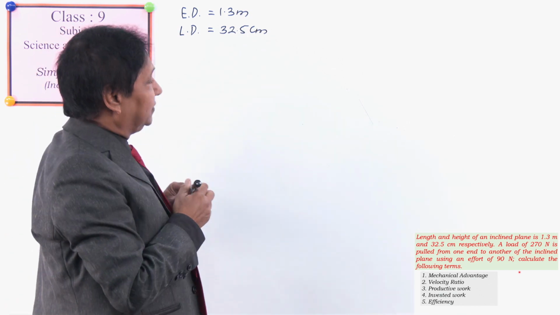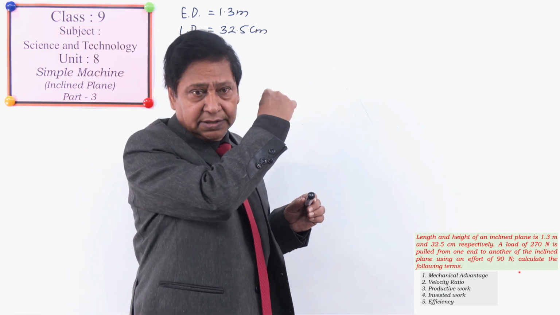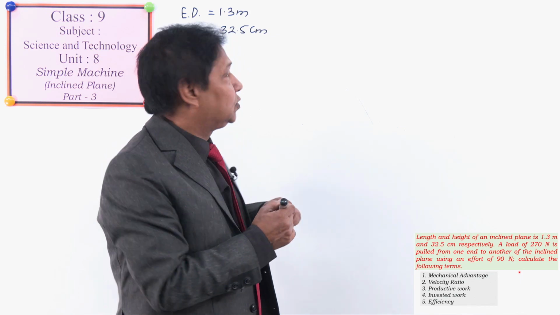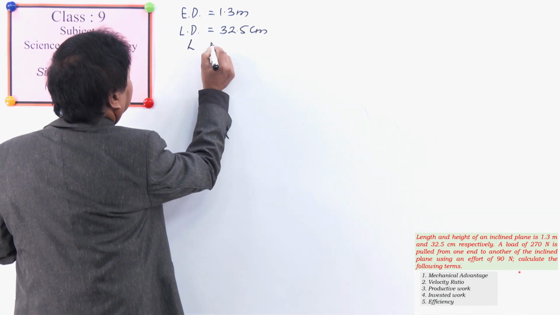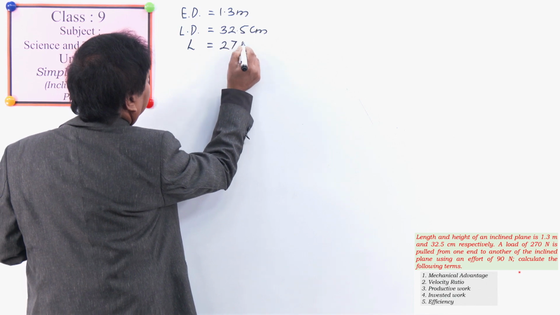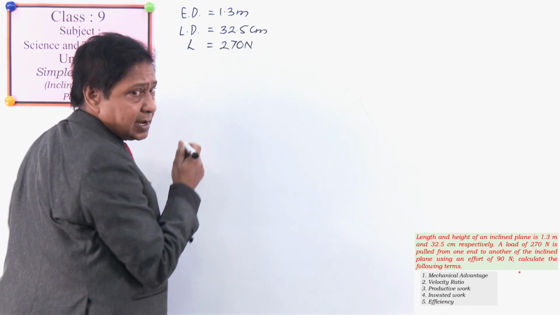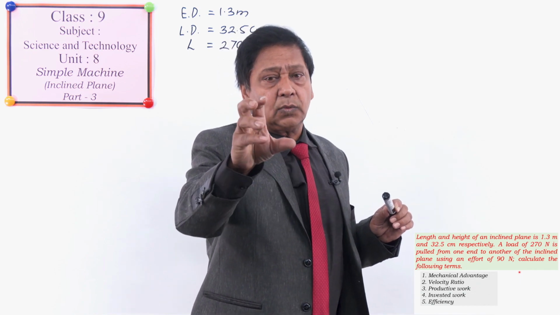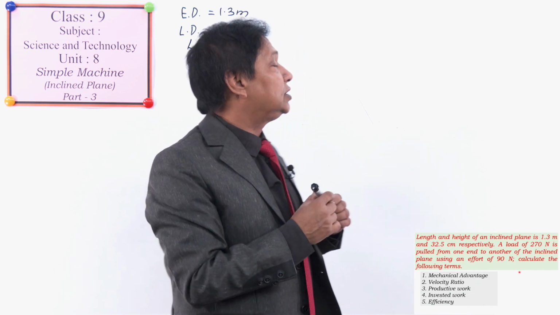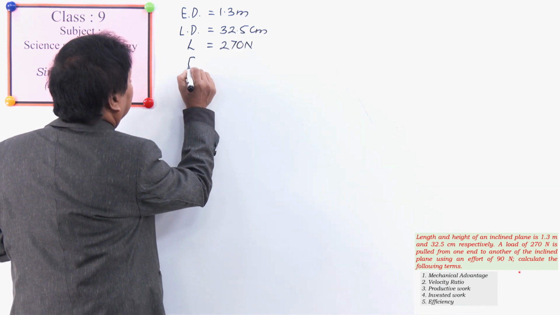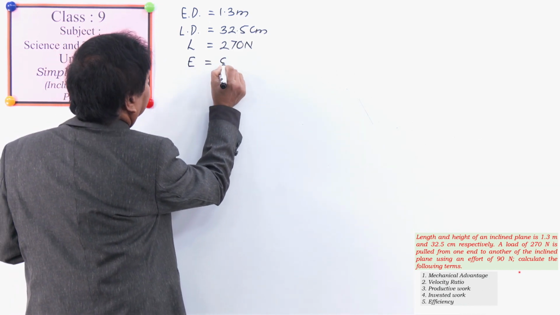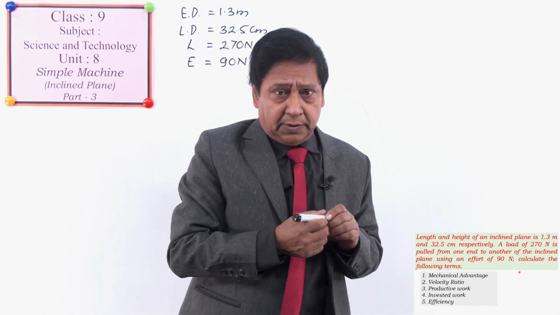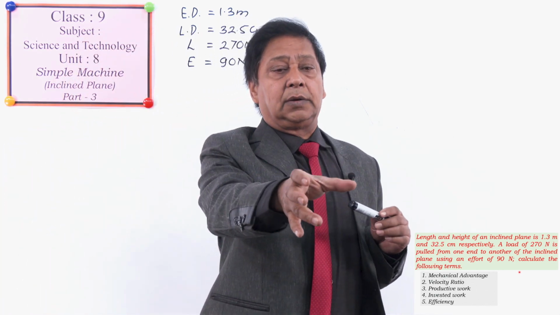It is given in a different unit. Now first I want to write this. A load of 270 Newton. Load is 270 Newton. And what is another information? We can use how much force? This 90 Newton force. I mean to say effort is 90 Newton. These are the information given, and we calculate the following one by one.